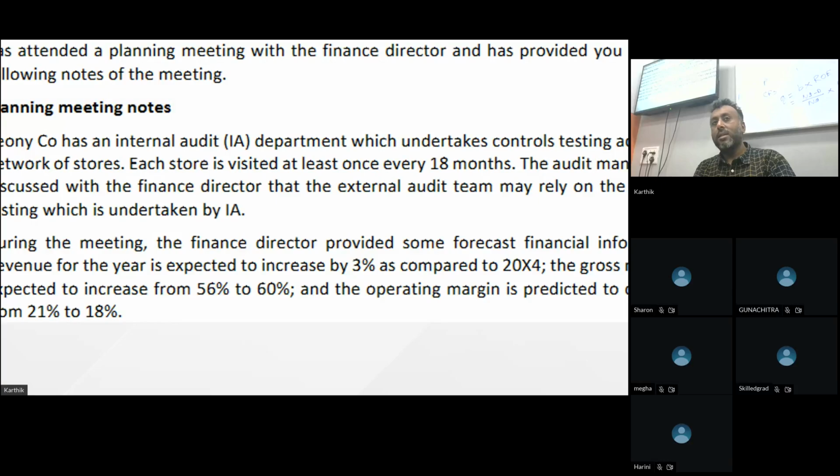Since it is solely prepared by the finance director, the information might be wrong. No. The finance director is the person responsible. He solely prepared it, nothing wrong with it.